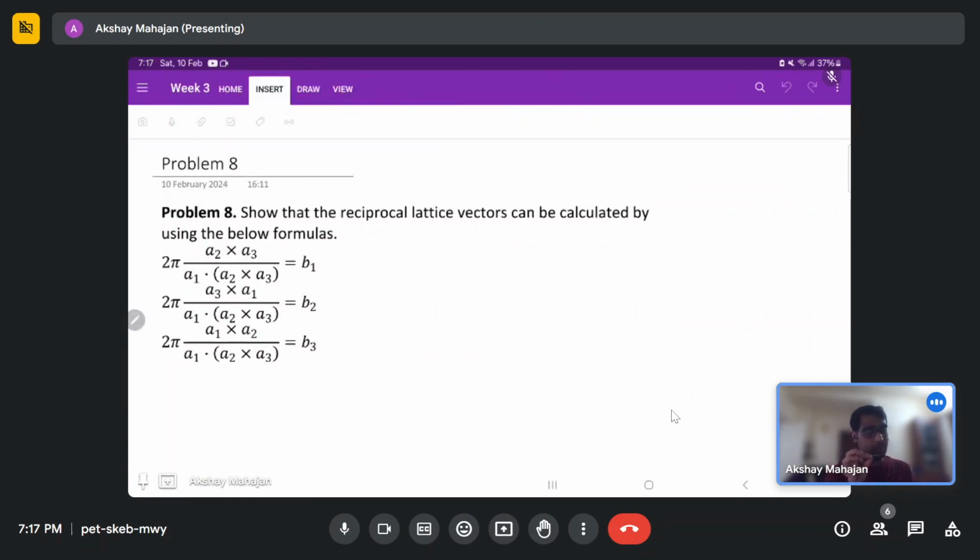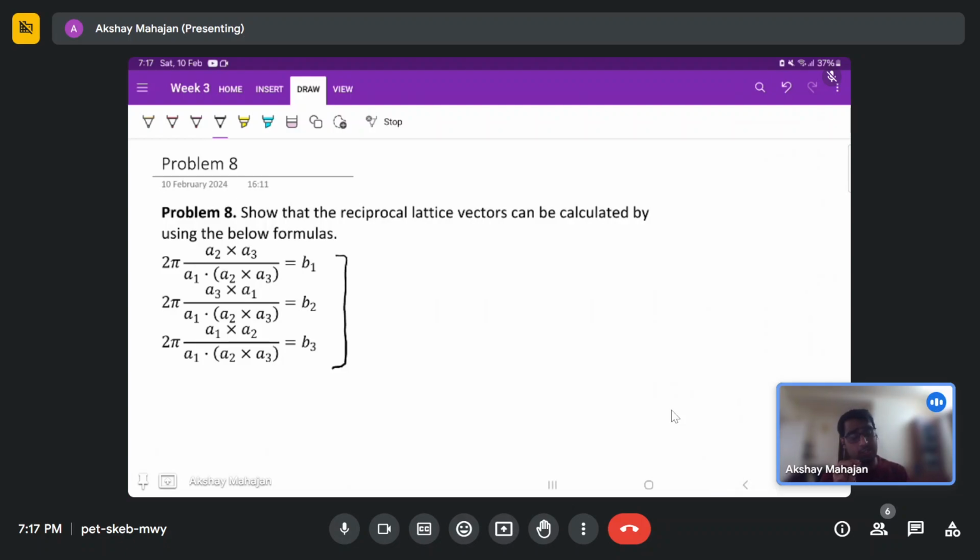Alright, so in problem number 8, what we have to do is show that the reciprocal lattice vectors can be calculated by using the below formula. So these are the formulas. These are important formulas, so you can use them in your problems as well. If you remember, we solved one problem where we found the reciprocal lattice vector.